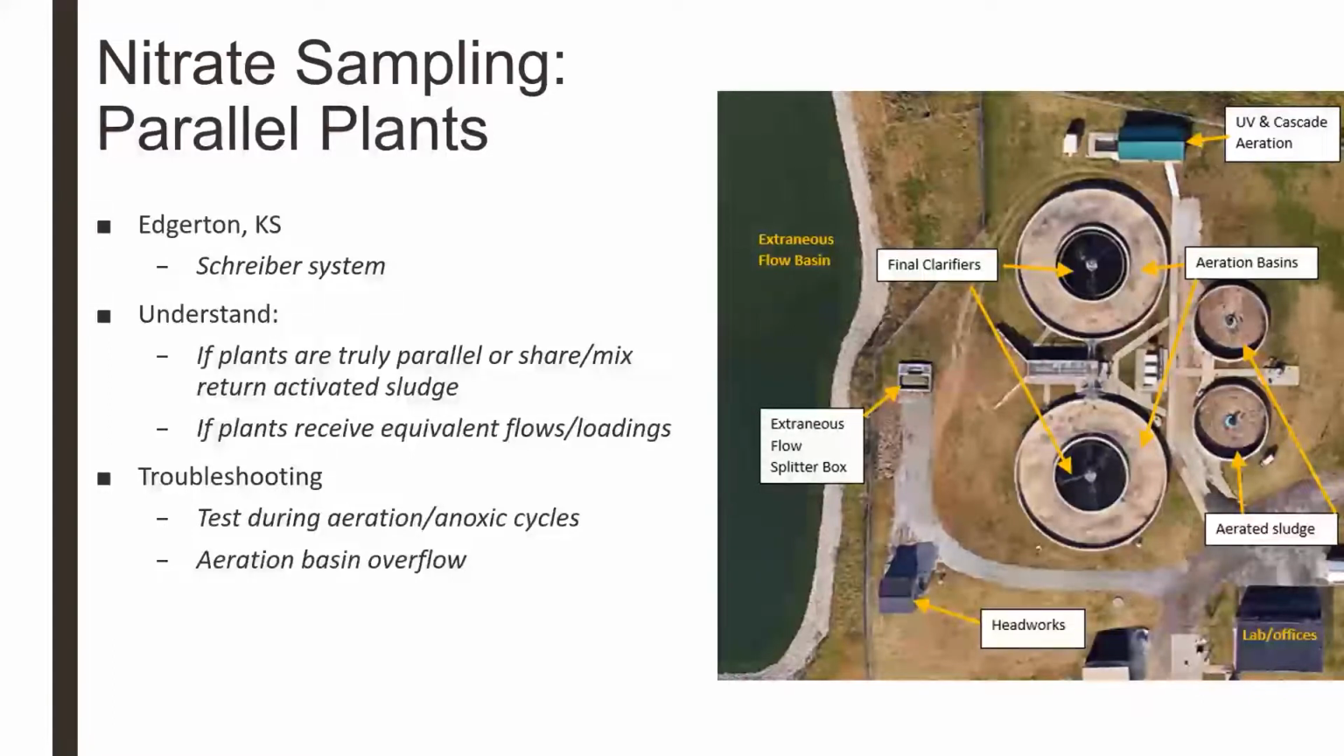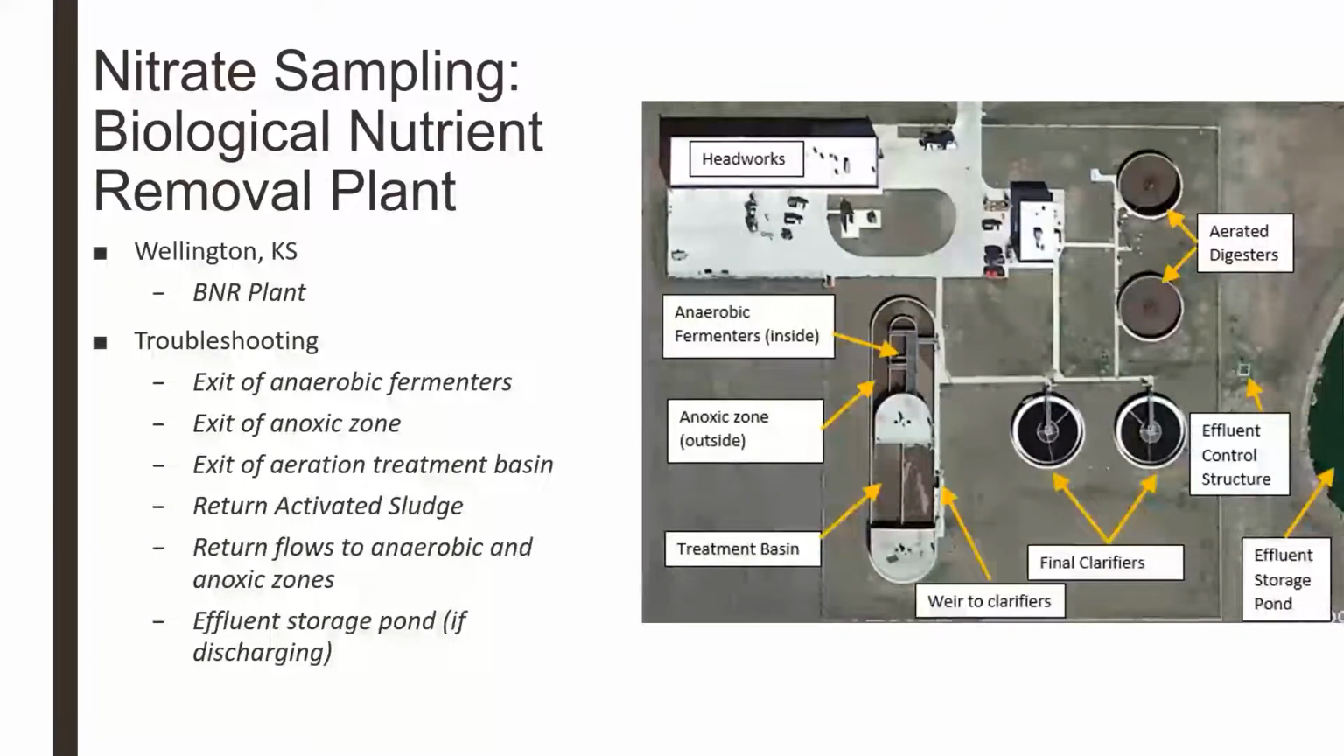Now we're going to move to a biological nutrient removal plant. So this is a plant that's designed from the ground up with separate anaerobic fermentation zone and a separate anoxic zone. So the anaerobic fermenter is where we grow our biological phosphorus organisms. So we ferment those there.